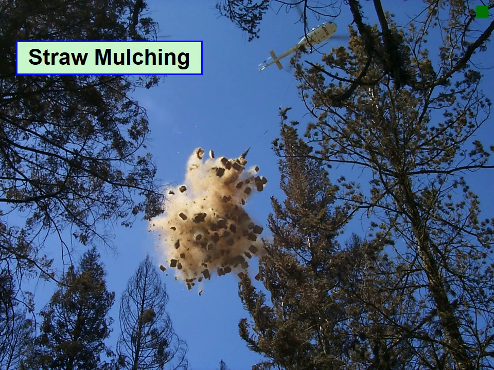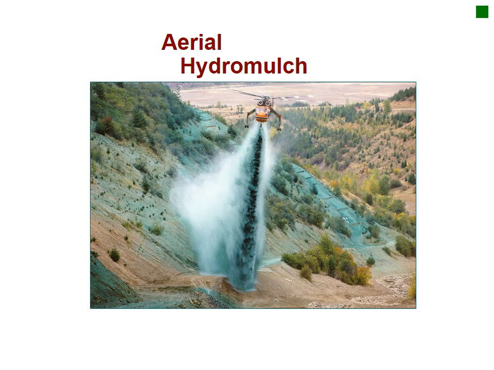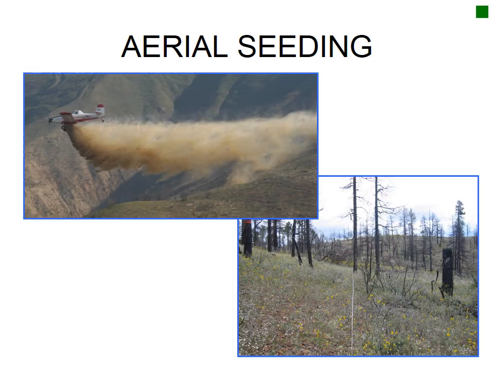Aerial mulching. In this case, a hydromulch that has not only seed but fertilizer in it as well. Aerial seeding. There have been a number of studies on aerial seeding and how much it helps. In most cases, there's enough of a soil seed bank, even in these high severity areas, that even without any type of artificial seeding, natural seeding will come back in. So in some cases, there's been a lot of controversy about how much seeding.